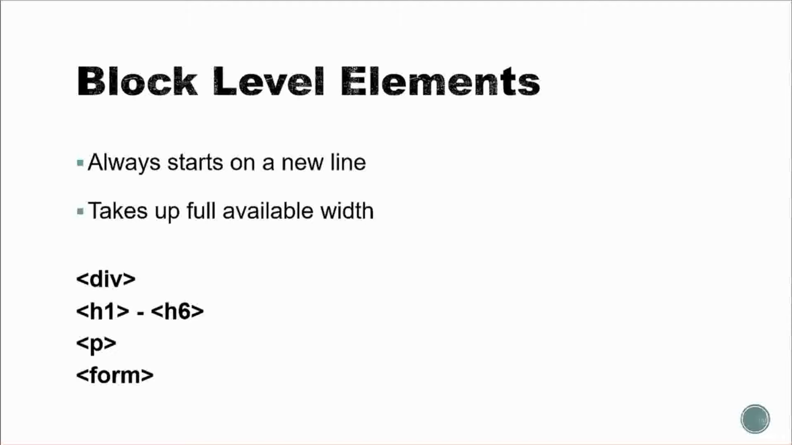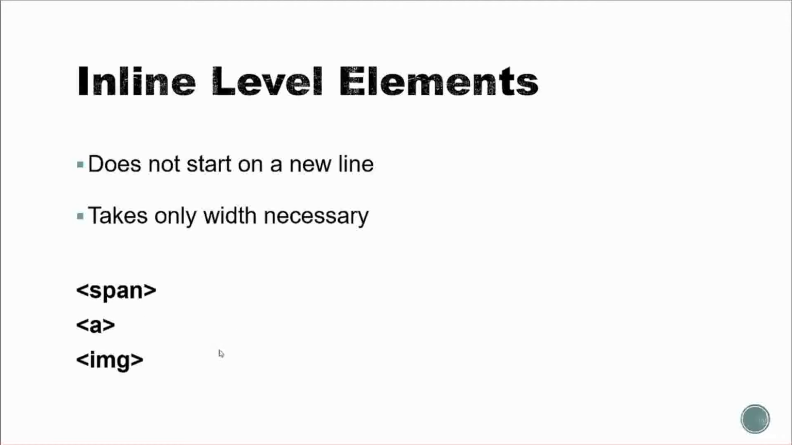Now we also have block level elements and inline elements. Okay, now block level, they always start on a new line and they take up the full available width. So here's some examples of block level elements. We have div, H1 through H6, paragraph tags, form tags. These are block level, meaning that if we put something inside, let's say an H1 tag, it's going to go across the whole page. Alright, and whatever we put after that is going to go on the next line.